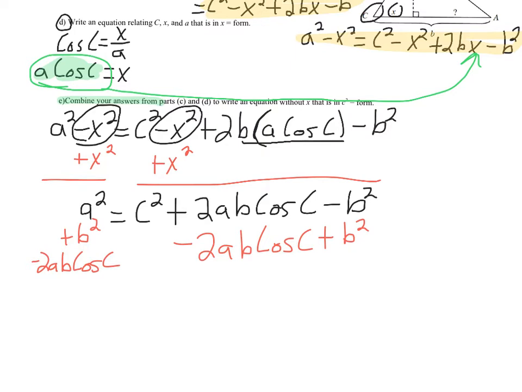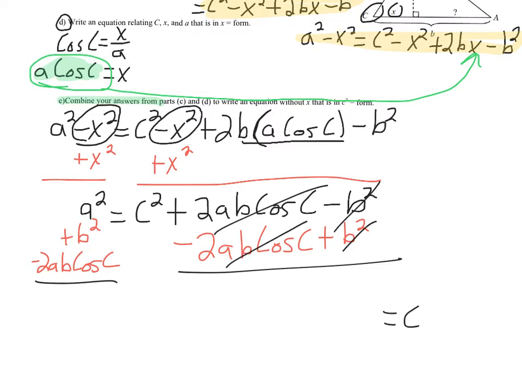That will give me, on the right side, a C squared, and on the left side, A squared plus B squared minus 2AB cosine angle C. And there is your Pythagorean, your law of cosines.